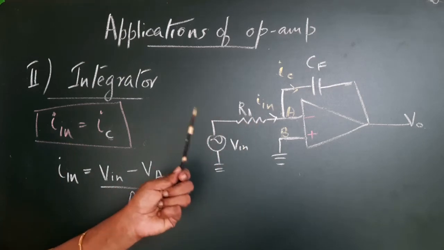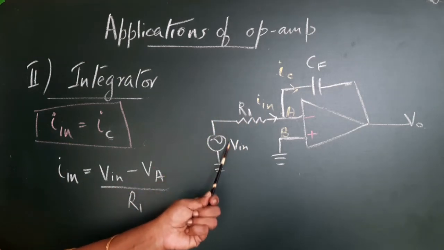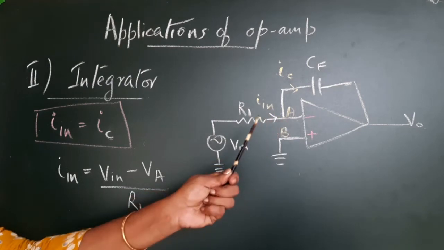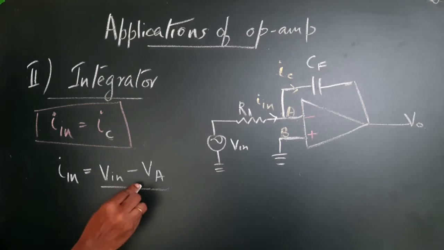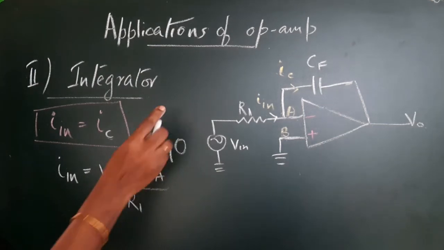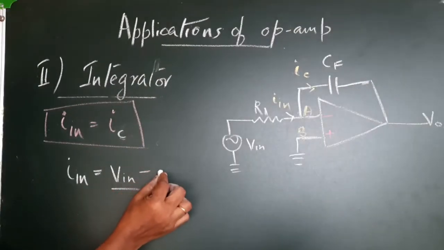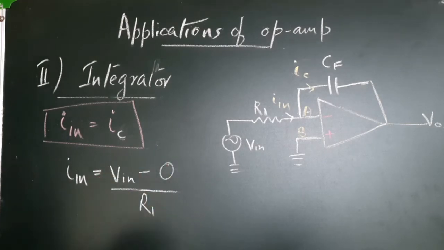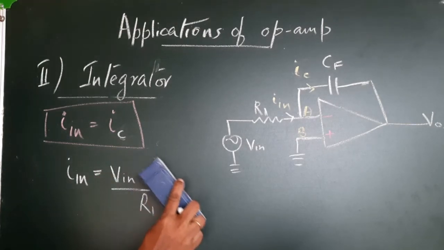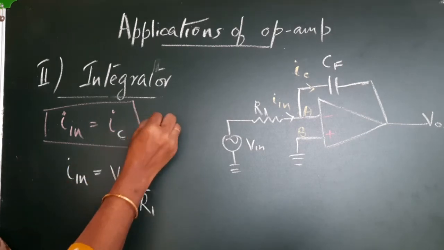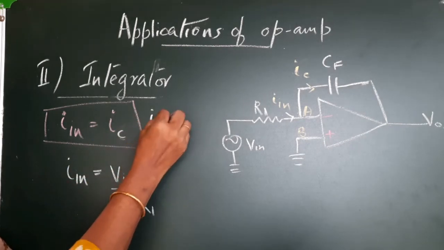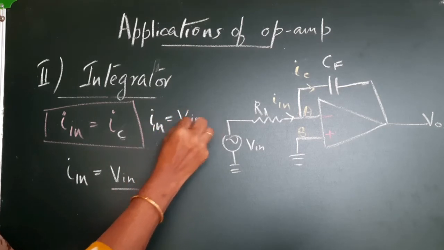So, there is no problem for In. In is equal to the voltage at this end, Vin minus Va, by R1. Vin minus Va by R1. But we know that Va is equal to 0. Put Va is equal to 0. So, this equation becomes Vin by R1. So we have got the expression for In. I'll write this over here. In is equal to Vin by R.